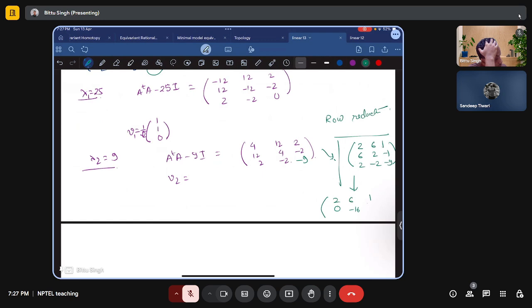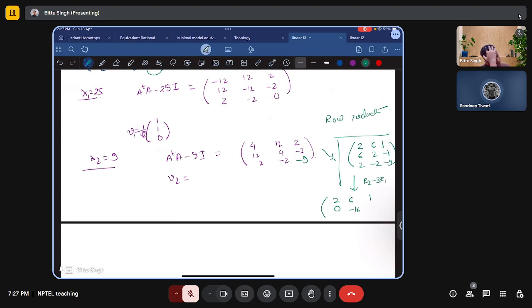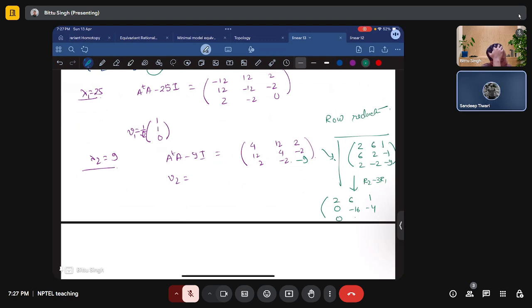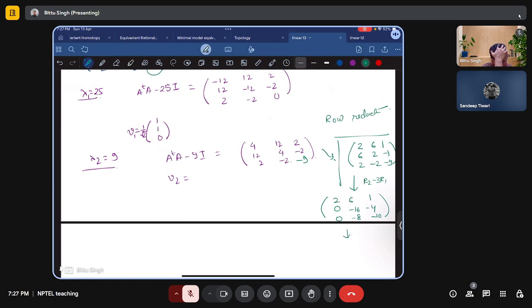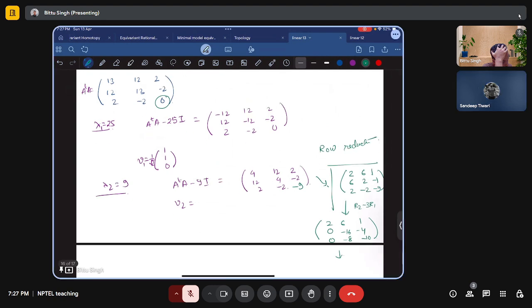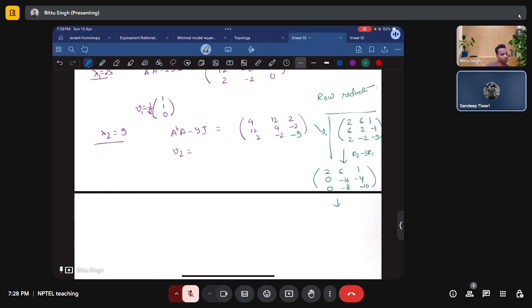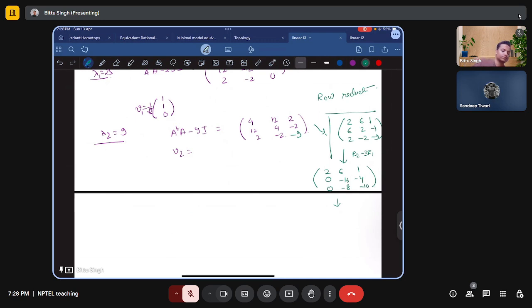Minus 16, and minus 4. R2 minus 3R1. Minus 4, right. To 0, minus 8, minus 10. Okay, divided by 2, second row. Minus 2, in fact. So if we divide this by 2, again I am getting something wrong.